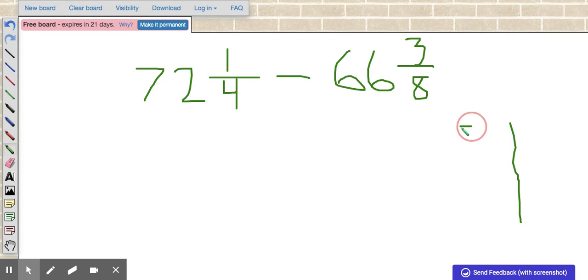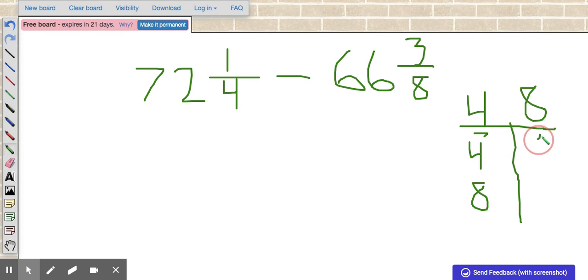So if you remember from earlier this year, we have to find a common denominator, and my denominators are 4 and 8. I'm going to start listing factors or counting by fours. And as you see, this one's pretty easy. The common denominator is 8. So that means I don't have to change the 3/8. All I have to do is change the 1/4.